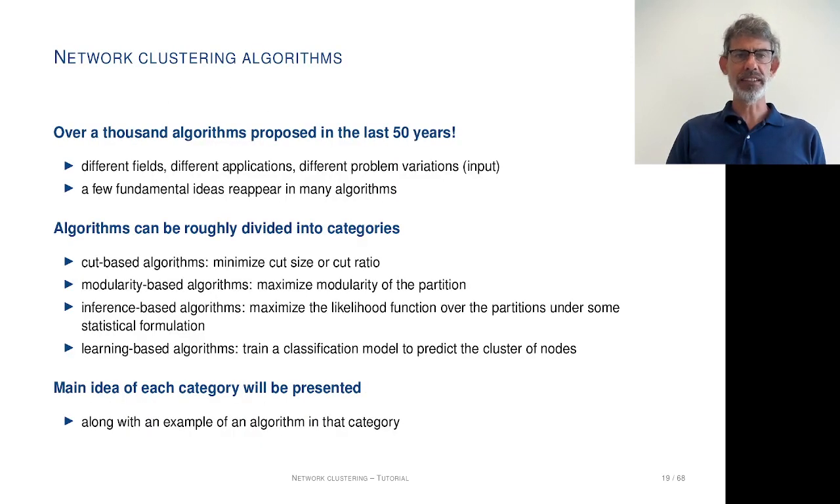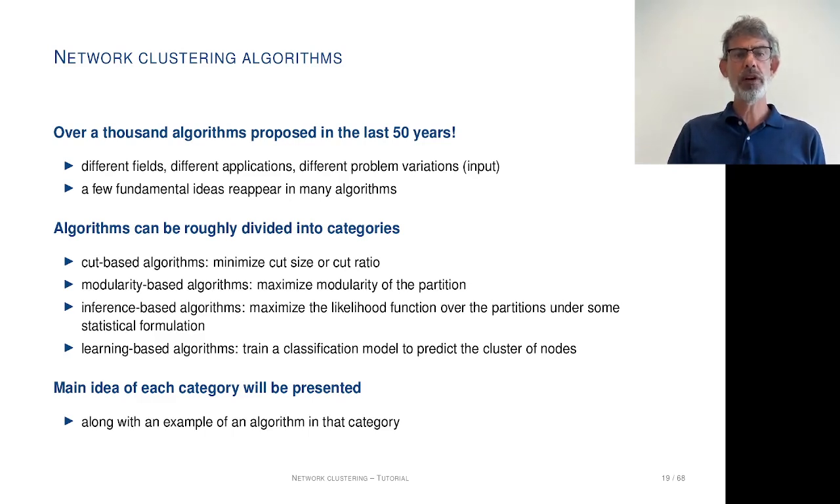So let's get started. As I mentioned in the first part, there are over 1,000 algorithms proposed in the last 50 years for network clustering. These algorithms come from different fields, they are applied to different applications, and they solve different problems and variations. This is the input to the network clustering problem. However, as I also mentioned, a few fundamental ideas reappear in many algorithms over time.